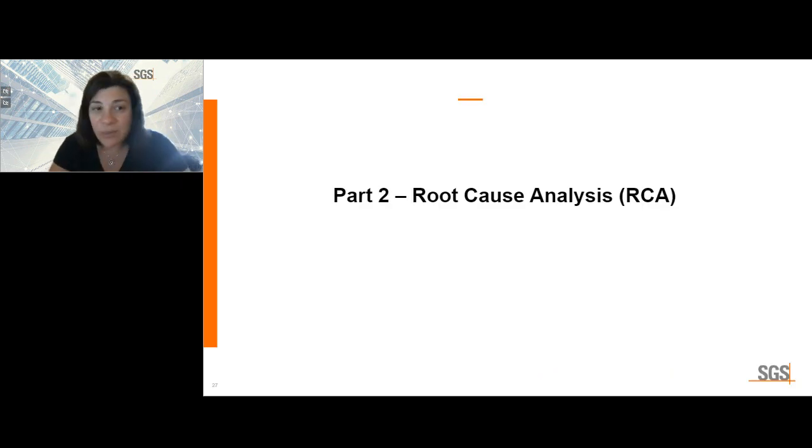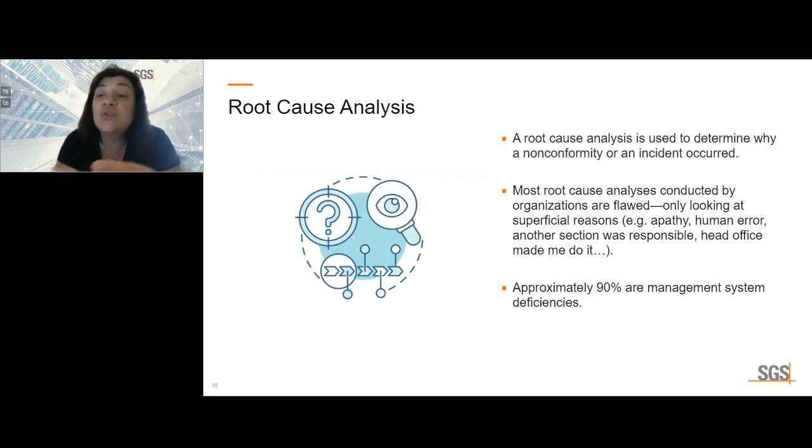So the next topic is part 2, where we're looking at root cause analysis. So when we talk about root cause analysis, what is it exactly? Well, root cause analysis is used to determine why, really at the roots of that nonconformity, that nonconformity is occurring. Most root cause analysis conducted by organizations is flawed, only looking at superficial reasons such as human error, apathy, another section was responsible, this is a head office issue, someone made me do it.